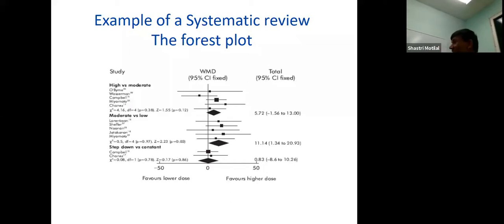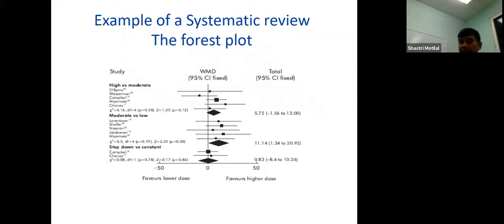Does it look familiar to anyone, like a logo? Oh, yeah. This is the Cochrane Collaboration logo. So the Cochrane Collaboration logo is really a forest plot. It's a picture of a meta-analysis forest plot. This was a study that looked at inhaled corticosteroids and the effects on the treatment of asthma. Right? It's just an example. So this high versus moderate here is saying high dose inhaled corticosteroids versus moderate and the effects it has on asthma.